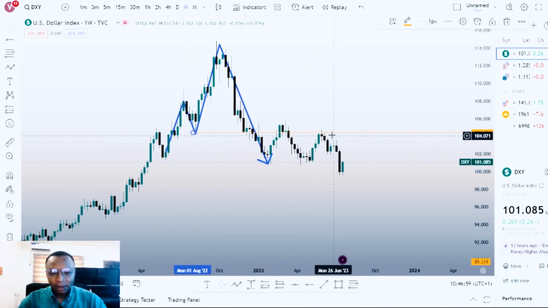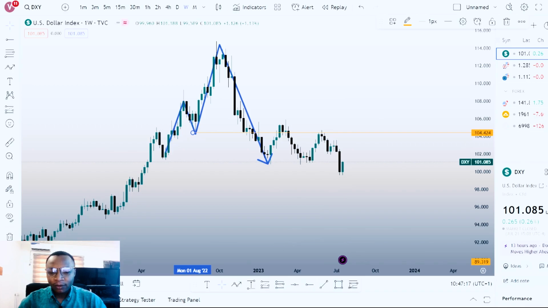Okay, so price has taken out all the lows after expanding in the week before this week. All right, so now what we saw this week was a retracement. Okay, the dollar tried to retrace most of the sales that took place.